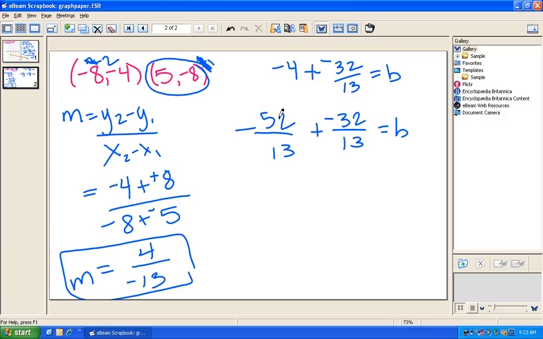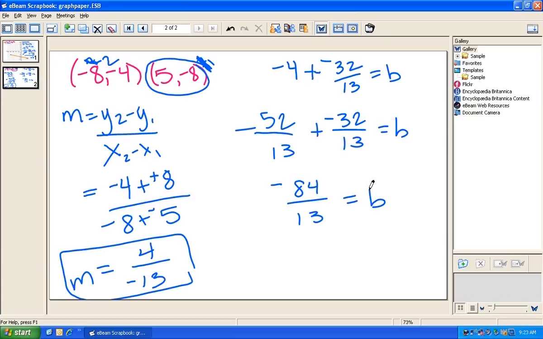And now I can just add them. The reason I don't go into a mixed number is because then I just have to reconvert it. So I just leave it. So I have a negative 52 plus a negative 32, which is going to give me a negative 84 thirteenths equals b. Now I have a b. What do I do?